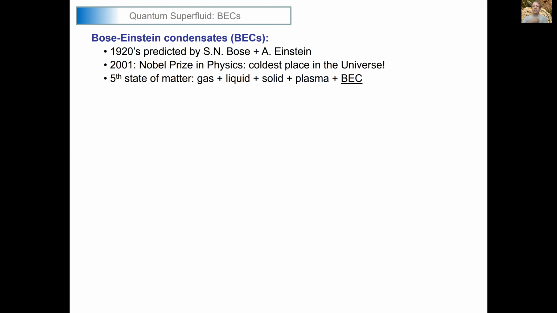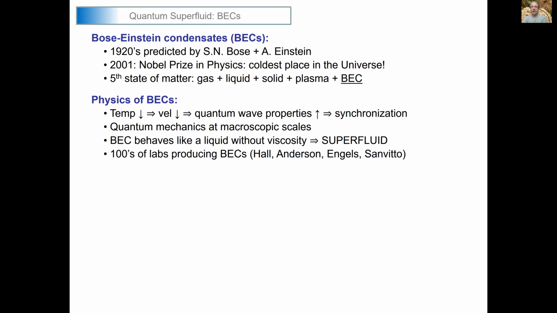And in a nutshell, this is how it works. If you have a collection of particles and you lower the temperature, the temperature is connected to the vibrations in the system, to the kinetic energy of the system. The kinetic energy has the velocity in it. So as you're reducing the temperature of these particles, you're basically reducing the velocity of these particles.